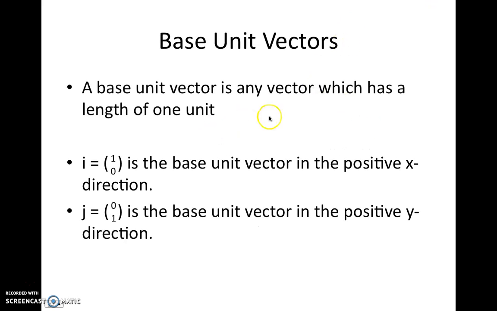Base unit vectors. It's any vector which has a length of 1 unit. i represents the direction of the unit in the x direction. So (1, 0) would be in the positive, and (-1, 0) would be in the negative. Negative is going left and positive is going right. j is the base unit vector in the positive or negative y direction. So again, (0, 1) and (0, -1). Sorry, positive is up, negative is down. Okay?